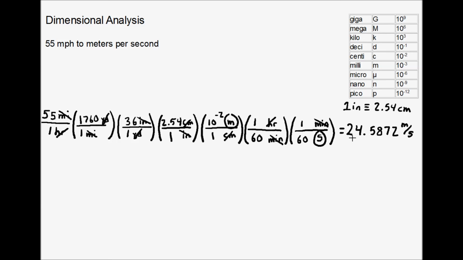Now, I need two significant figures. Currently, I have way more than that. I need to round this to that decimal place there. The 8 rounds this up, so I end up with reporting this as 25 meters per second. So when you're traveling in a car at 55 miles per hour, in SI units, you're traveling at 25 meters per second.